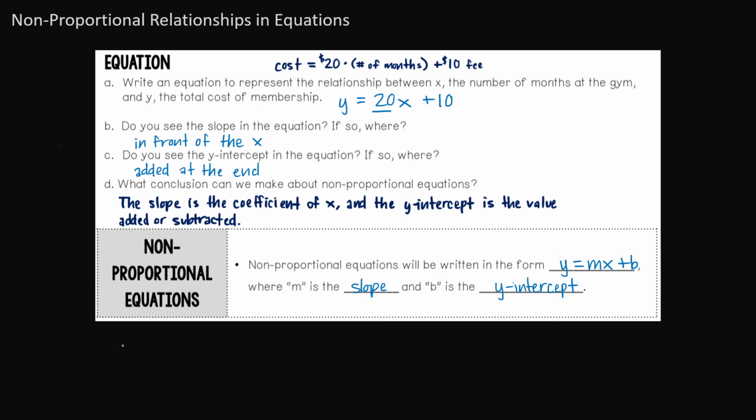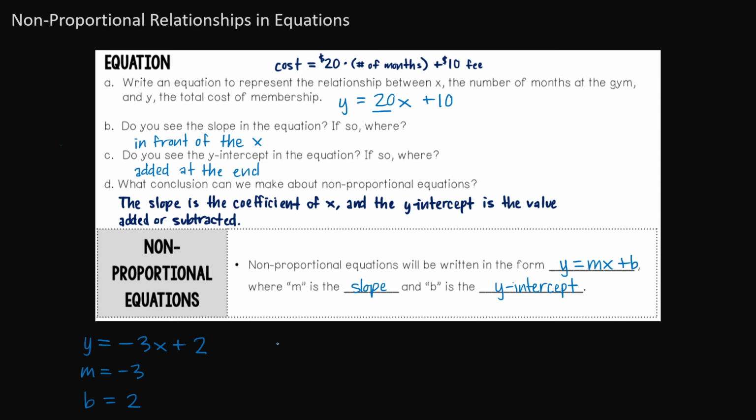So here are some examples of equations. Let's identify the slope and y-intercept in them. So let's say I've got the equation y equals negative 3x plus 2. Well, in this particular equation, m, my slope, is going to equal negative 3. It's the coefficient of x. And my y-intercept, b, is going to be 2. It's the number added at the end.